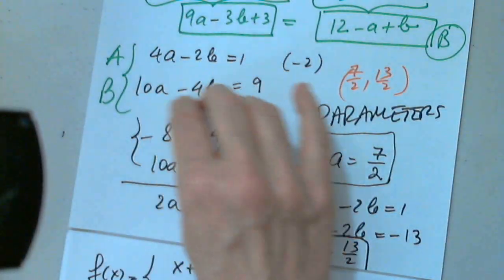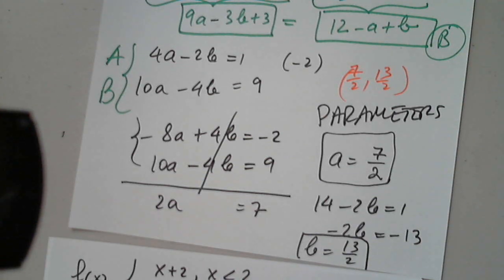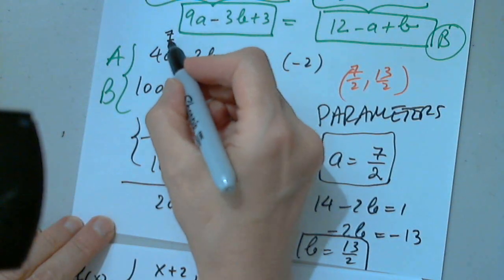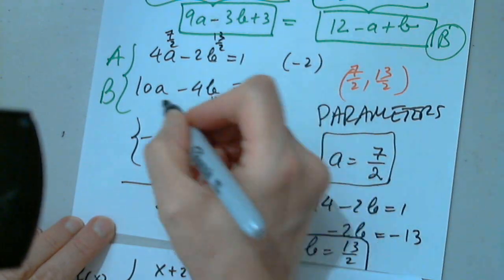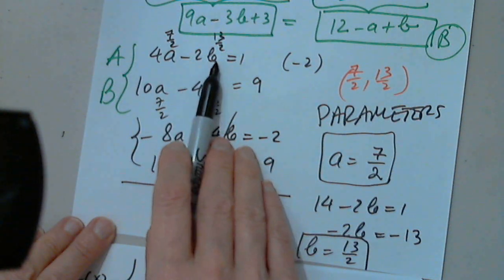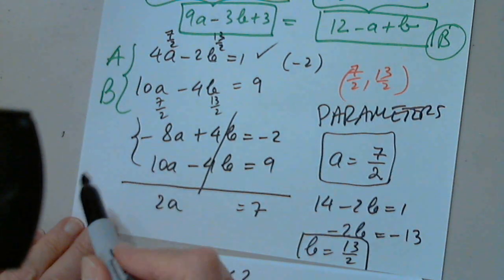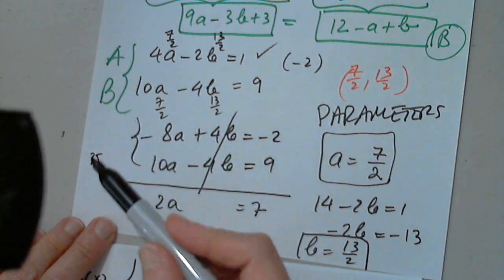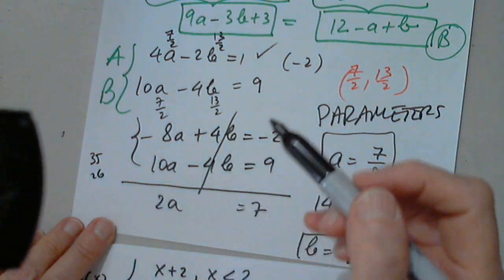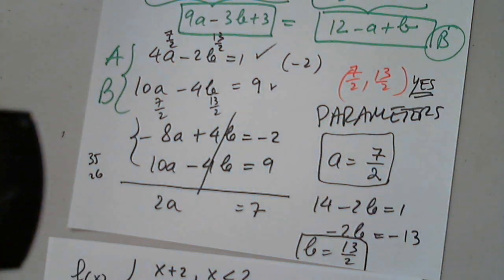If this does not work in one of them or something is wrong, then this is not the correct solution. So I have to take a moment and do that. So I have here to replace by 7/2 and 13/2. So this is indeed 14 minus 13 is 1. Check. This one is 5, so 35. And this is 26. 35 minus 26 is indeed 9. So now I know that this is for sure the correct solution. I don't need anyone to tell me whether it's correct or not. I checked. It is.